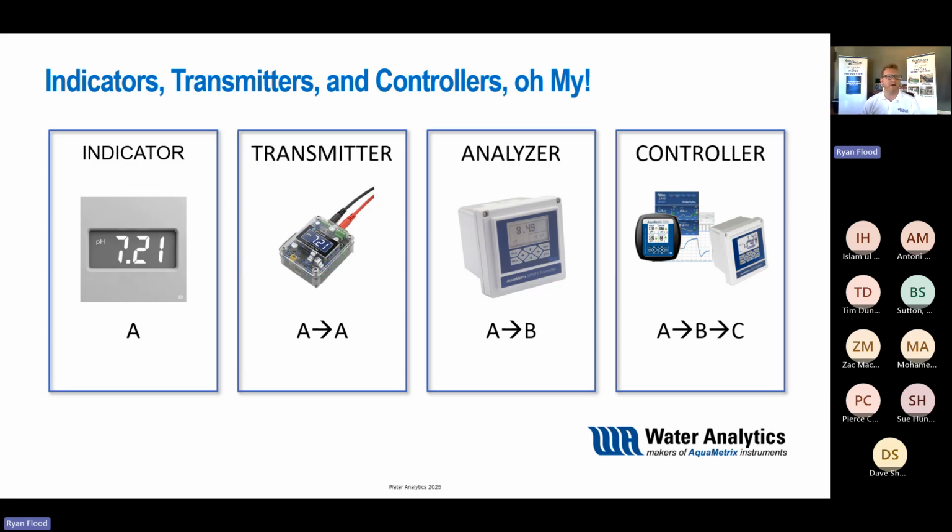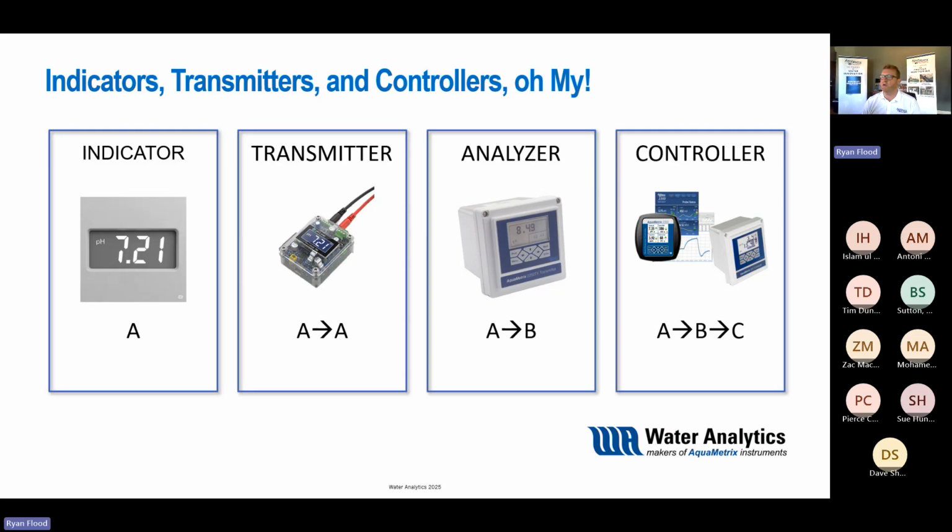So I want to start off with then, what are the big differences? And I tried to simplify this into really simple terms. With an indicator, right, it's showing you a value. So as I call it here, it's A, right? A value is going into that display, into that device, and you're able to see what that is. So in this example here, it's 7.21 pH. You can see that, and it's telling you that information.